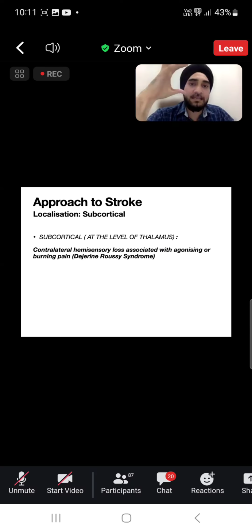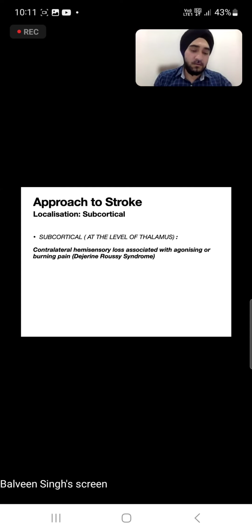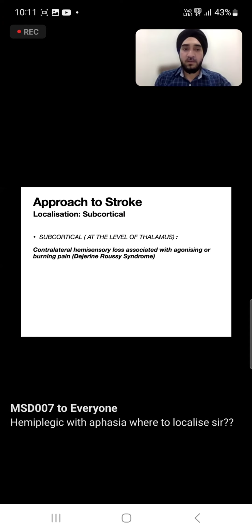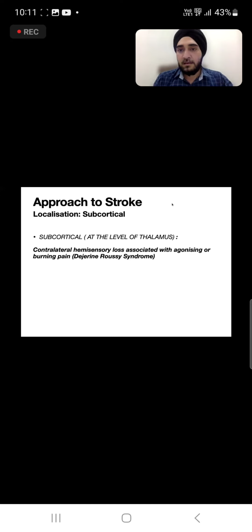So what is technically happening at the level of thalamus? We all know that the sensory fibers relay at thalamus. So if you have an infarct in the thalamus, there will be a contralateral hemisensory loss. Hemiplegic patient with aphasia, where to localize? I'll tell you. So contralateral hemisensory loss associated with agonizing or burning pain is called Dejerine-Roussy syndrome that you commonly read about. You will read about it in Harrison as well.